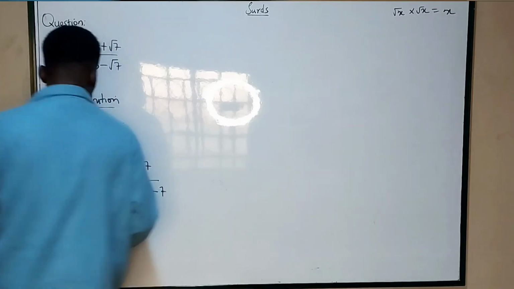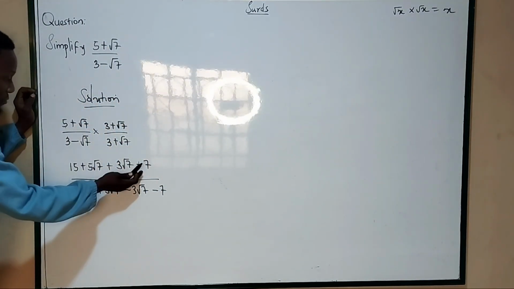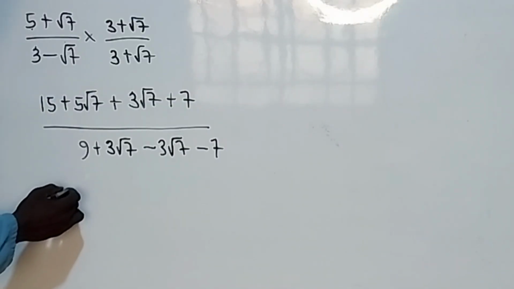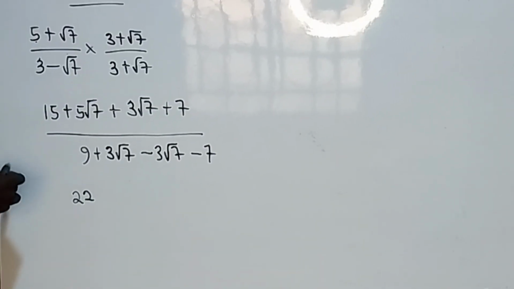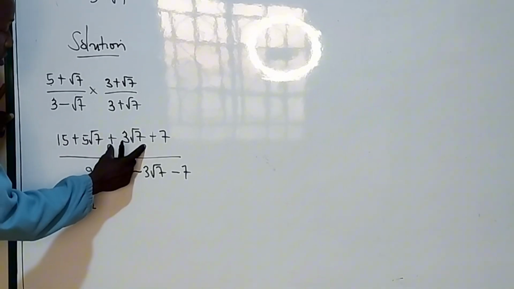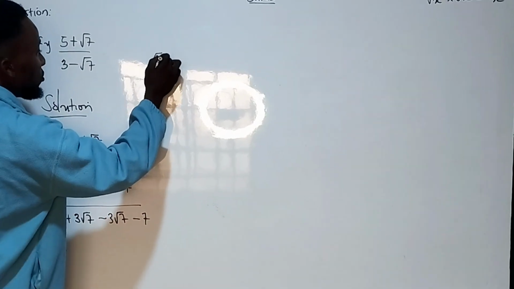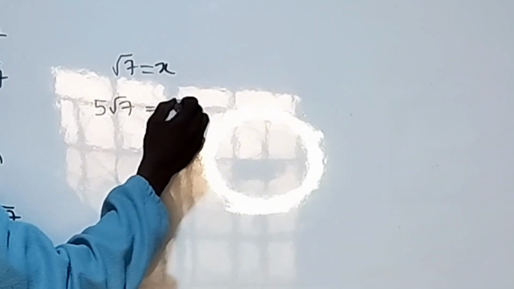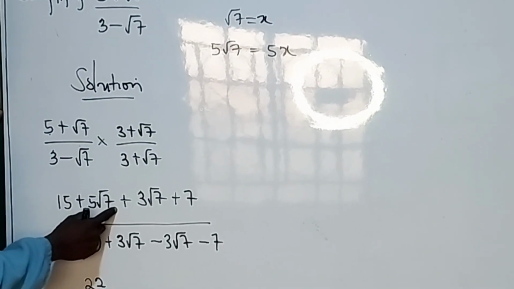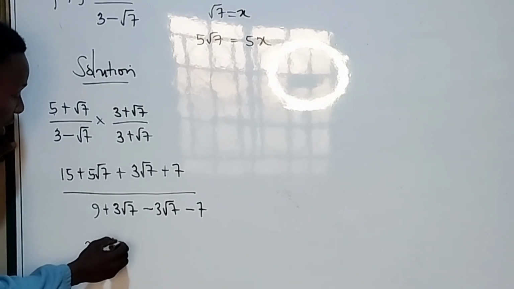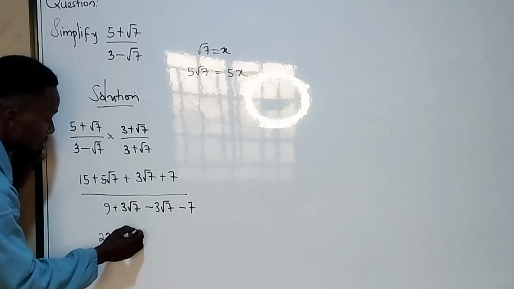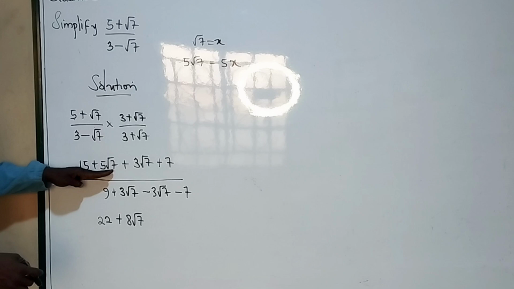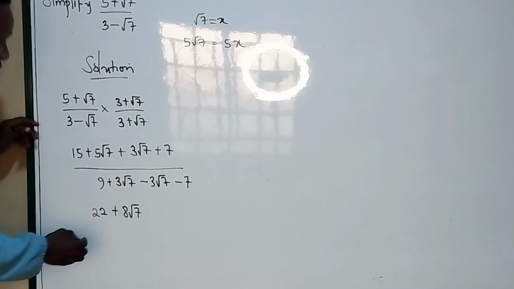Let's get to the board. So we have 15 plus 7, because 15 and 7 do not have root. So we are going to say 15 plus 7, that is 22. And we have 5 root 7 plus 3 root 7. This is just like, let's say our root 7 equals x. So it is just like saying 5 root 7 equals 5x. So if I have 5x plus 3x, that will give me 8x. So instead of writing 8x, I'll write 8 root 7. Can you see that? 5 root 7 plus 3 root 7 is 8 root 7 over.